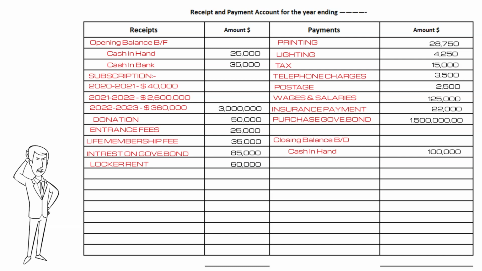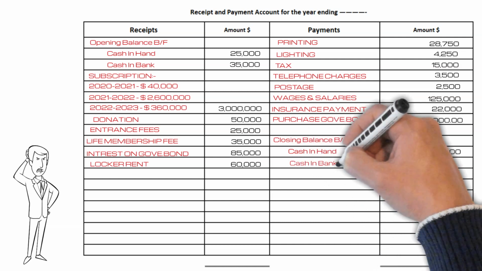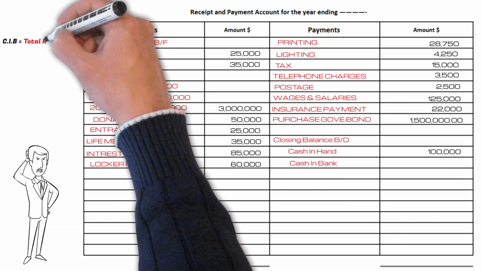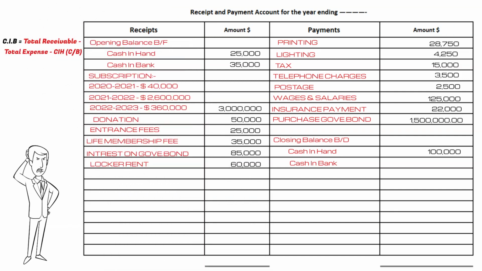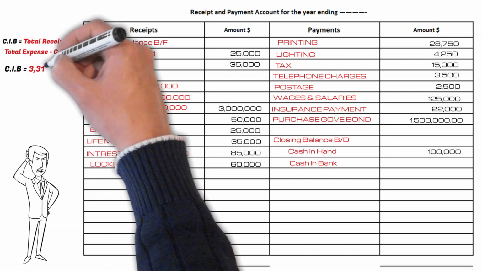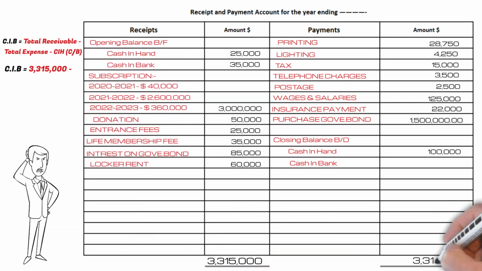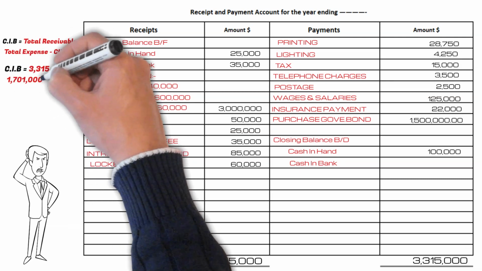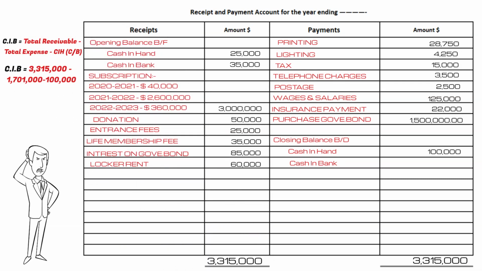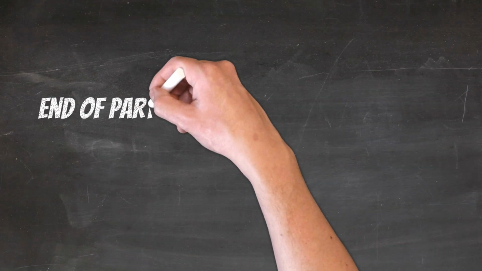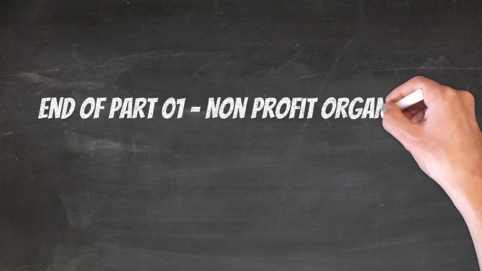Now we'll see the second question. We want to find the cash in bank. First we must make an equation. Cash in bank equals total receipt minus total expenses minus closing balance of cash in hand. Now we'll find the figures. Total receipt equals $3,315,000. Total expense equals $1,701,000. Closing balance cash in hand equals $100,000. Now you will get the closing balance for cash in bank. Answer is $1,514,000.